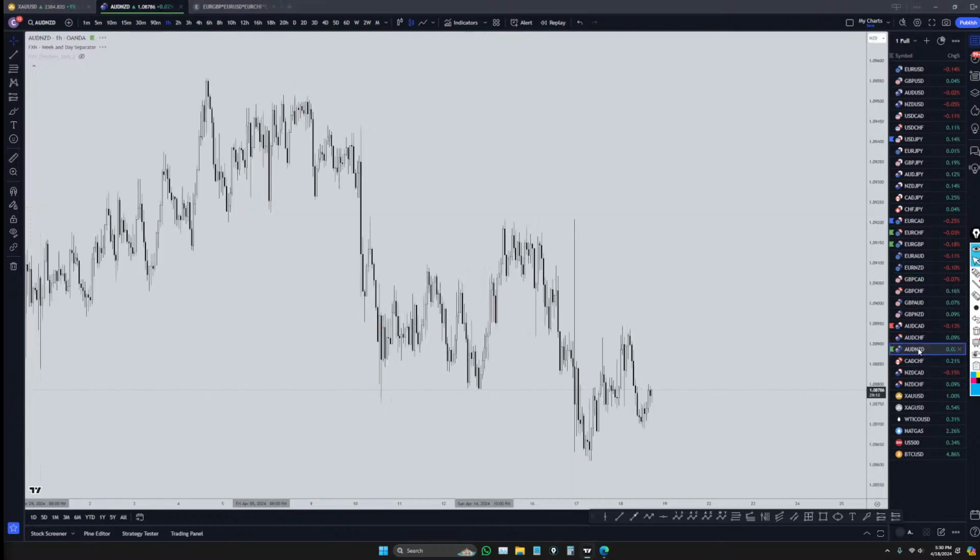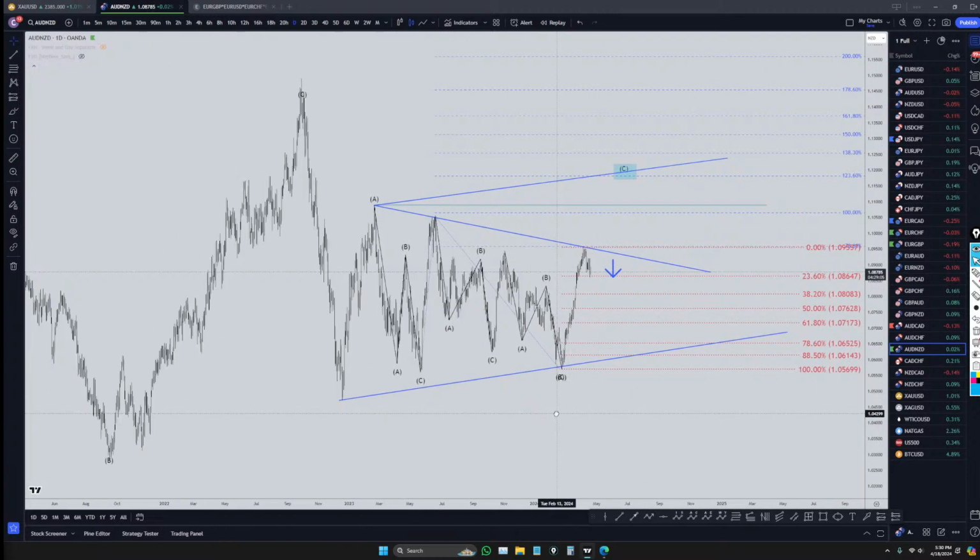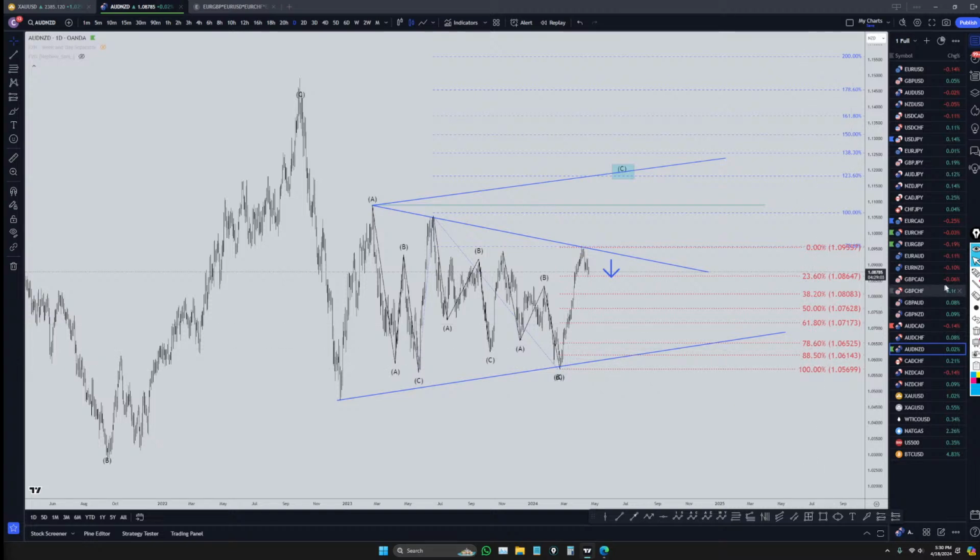How about the Aussie Kiwi? This is another trade I took this week. I took this as a swing trade, so I'm still holding it. The thing with the Aussie Kiwi is if you zoom out a little bit on the daily, we are either in a contracting triangle, which this is a contracting triangle, or we're in like a channel, just a channel.